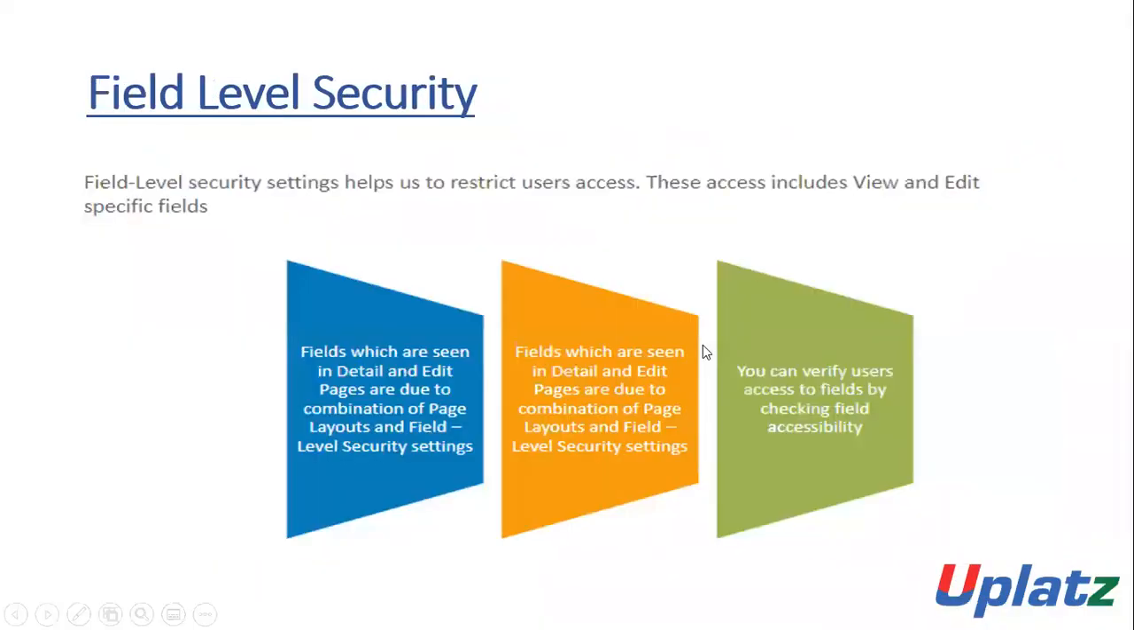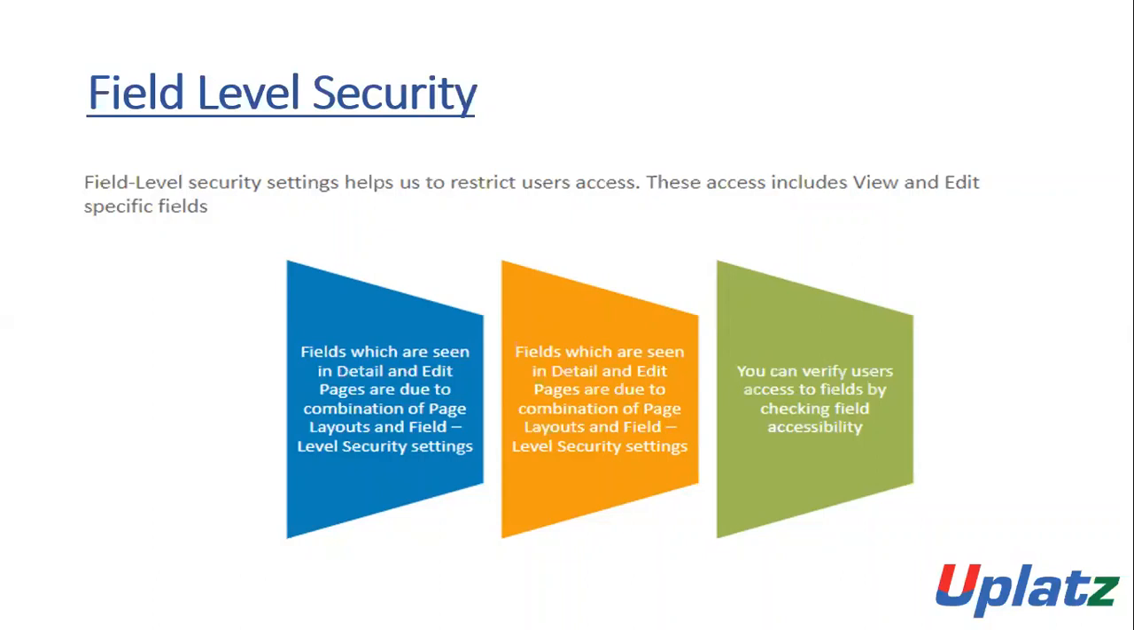Okay, field level security. Field level security settings help us to restrict user access. This access includes viewing and editing specific fields, as we have seen already when we were creating fields on our custom sObjects. When we create a field, we have an option whether we want to assign it to a particular profile or hide it from a particular profile. We can do that. And once we have created the field, we can also manage the field level security. Fields which are seen in detail and edit pages are due to a combination of page layouts and field level security settings.